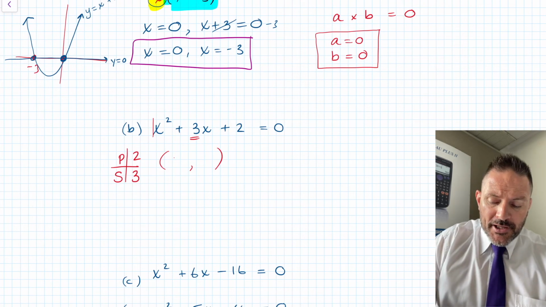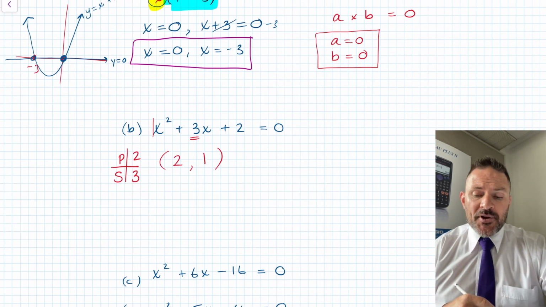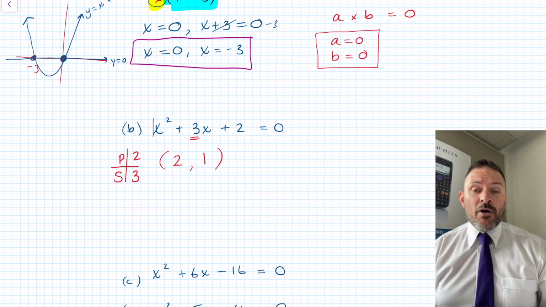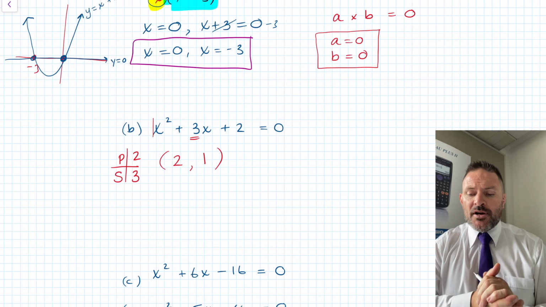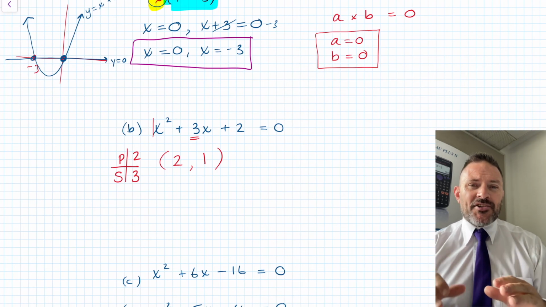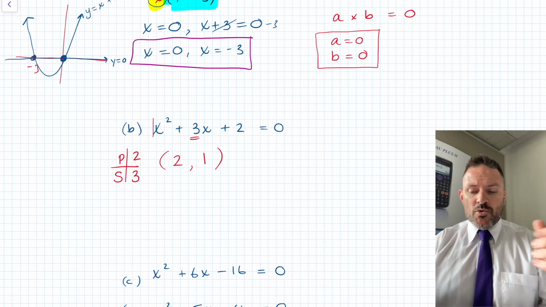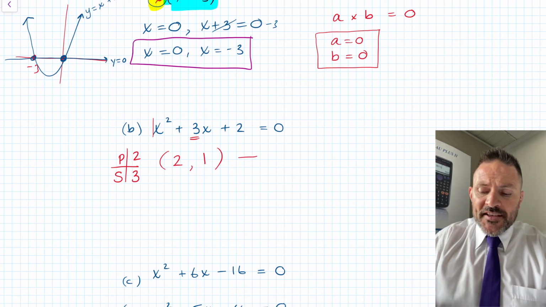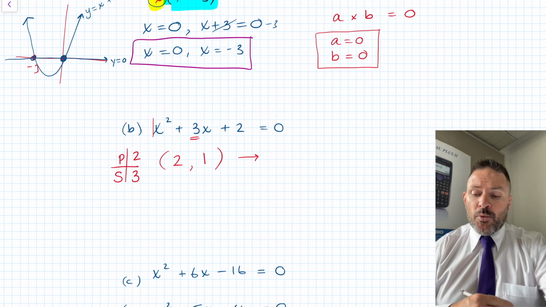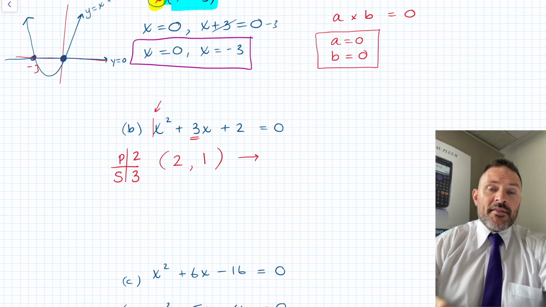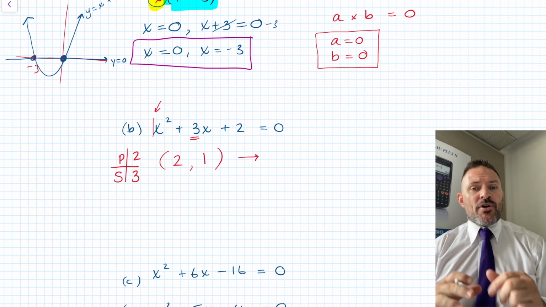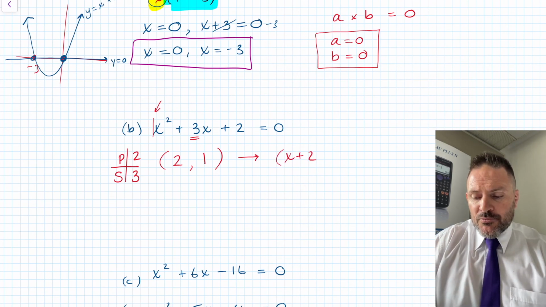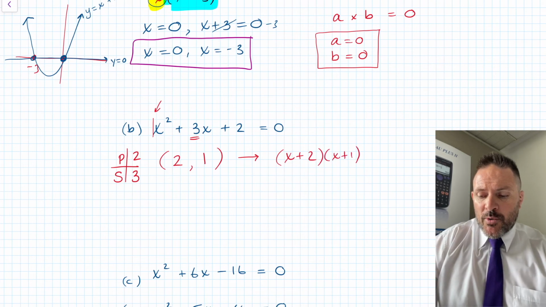So multiplication is probably easiest first of all, because 2 times 1 makes 2. It's the only possible combination we have. And lo and behold, 2 plus 1 makes 3. It works out really nicely. Now, hopefully you remember how to factorize. You did this last year when you were factorizing quadratics. Now, you might also know that this is called a monic quadratic, which means, it's monic because of the 1 there, it means that we can go straight to our factorized form. We can write x plus 2 and we can write x plus 1 straight away in our brackets.